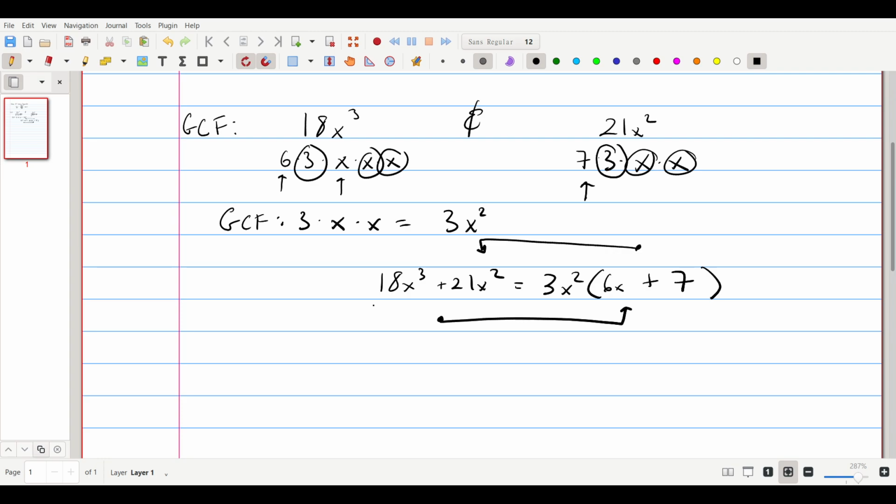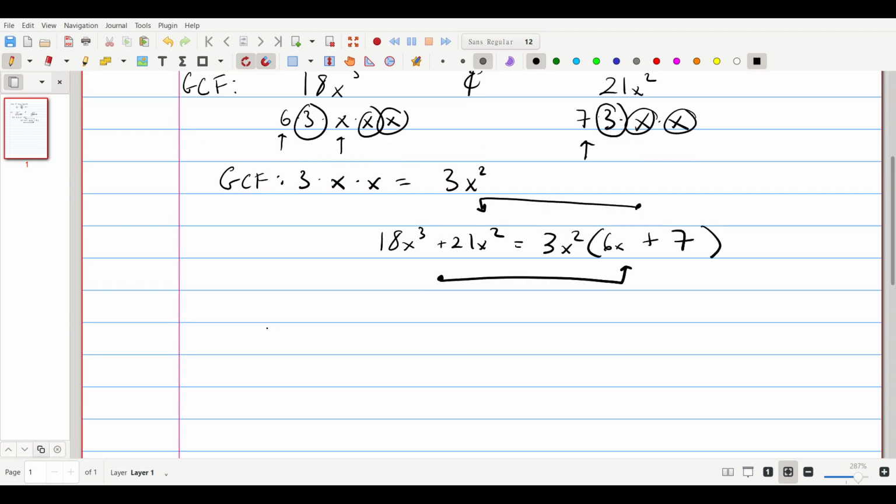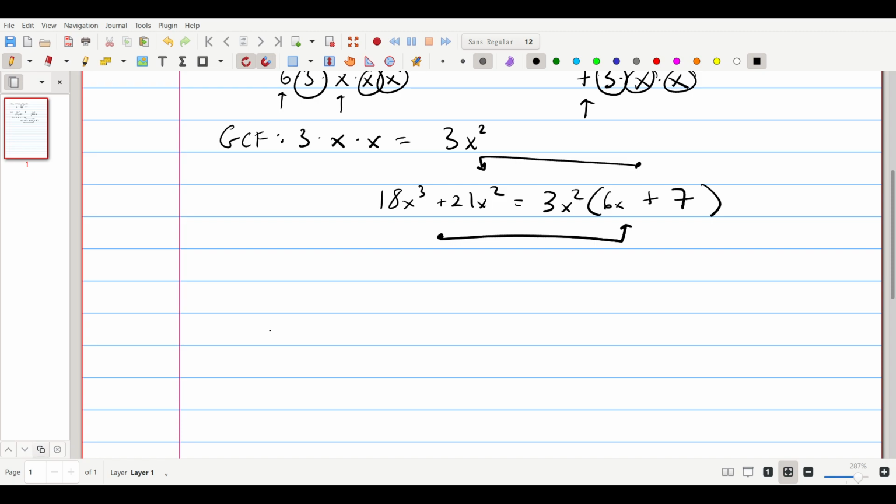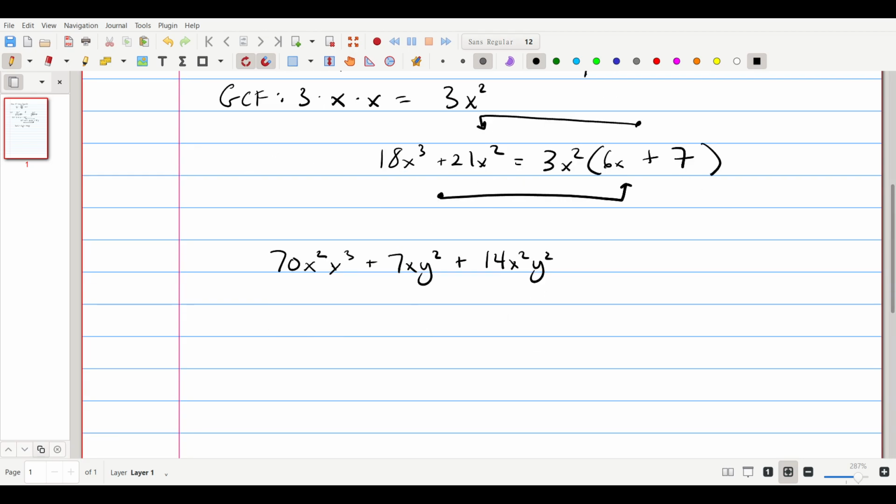Now, what if you have a whole bunch of terms being added together, and not just two? Does it really change? Not much. So, for instance, let us do a more complicated one. We're looking for the greatest common factor of 70x squared y cubed plus 7x y squared plus 14x squared y squared. Okay? And so let me rewrite this y so it doesn't look like an x. Give it a little curve.